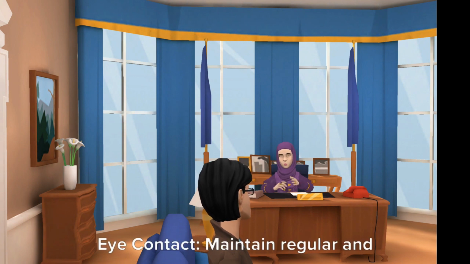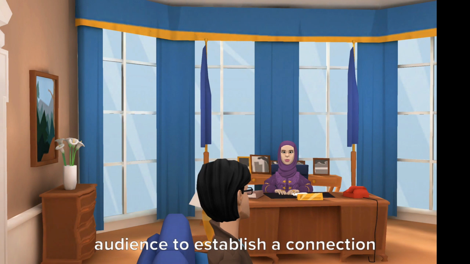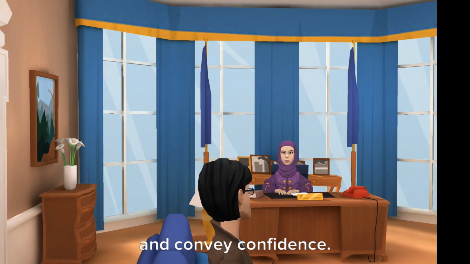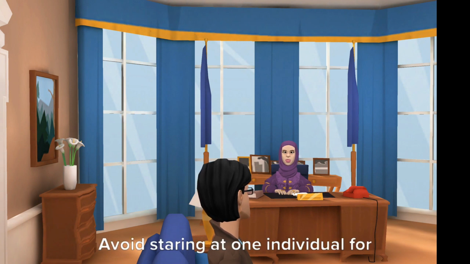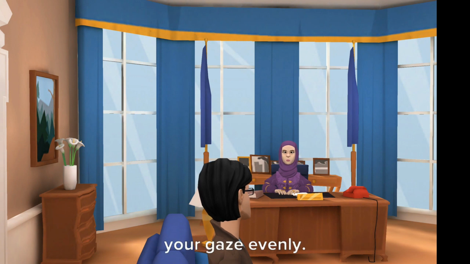1. Eye contact. Maintain regular and appropriate eye contact with your audience to establish a connection and convey confidence. Avoid staring at one individual for an extended period. Instead, distribute your gaze evenly.